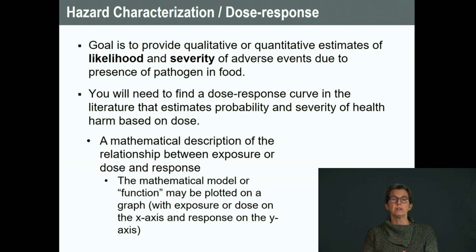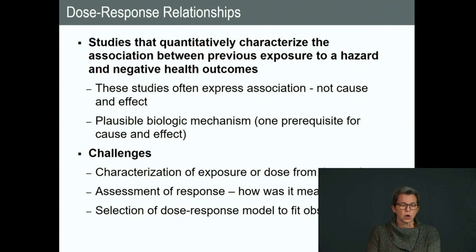These are not things that you can develop on your own. These are things that would be pulled from the literature, from other research that has been conducted to determine what the different levels of exposure were to the people who became sick. And so you need to find a dose response curve in the laboratory for the specific pathogen that you're interested in, and use that to model your risk. So this dose response curve is really a mathematical description of the relationship between exposure or dose and the response. These dose response relationships are derived from studies that quantitatively characterize the association.